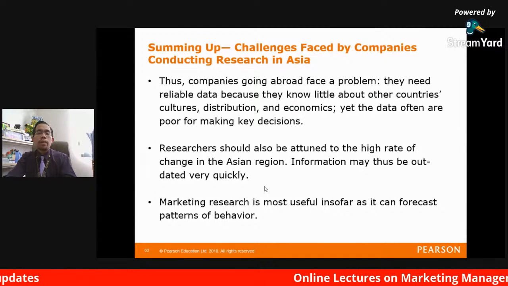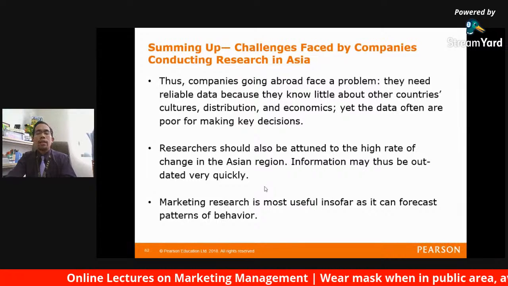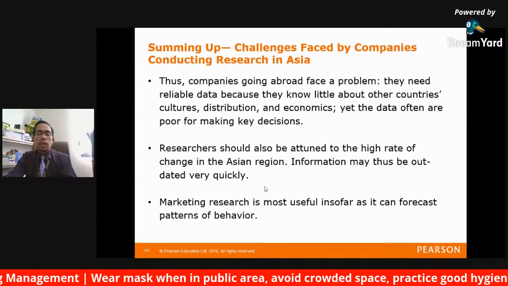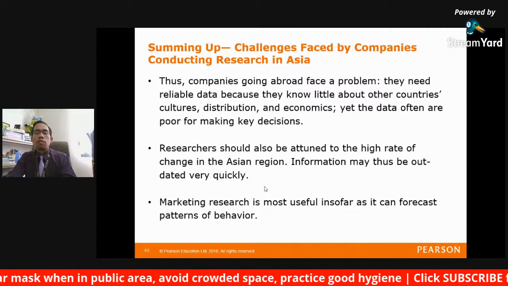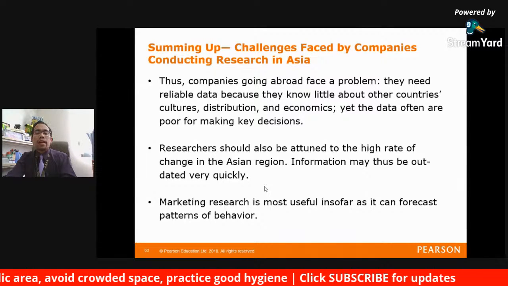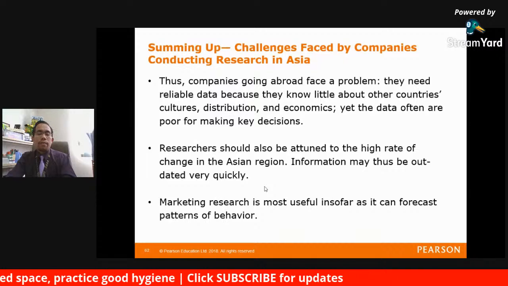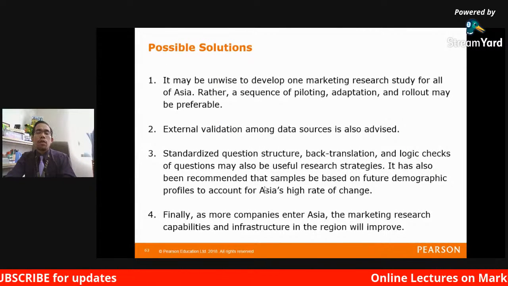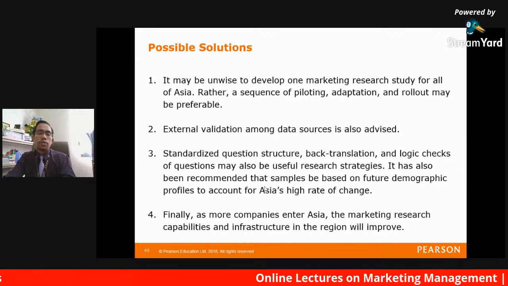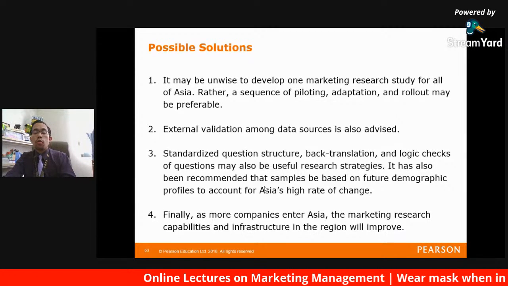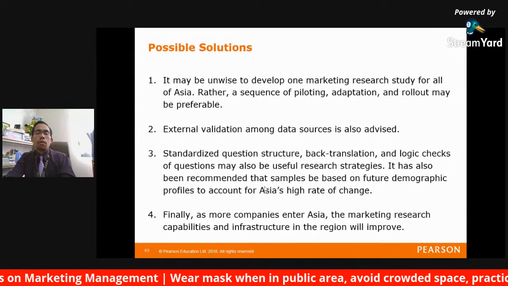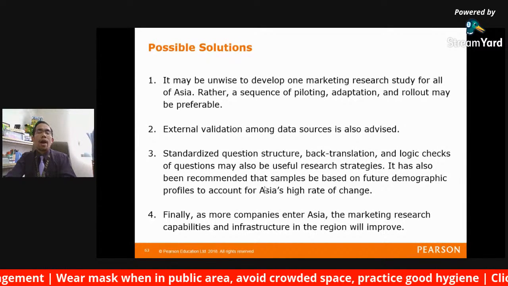So researchers should be attuned to the high rate of change in the Asian region. The information may thus be outdated very quickly. Marketing research is most useful insofar as it can forecast patterns of behavior. A possible solution: it may be unwise to develop one marketing research study for all of Asia. You need to go process one by one in order to get more insight, more data, more ideas.